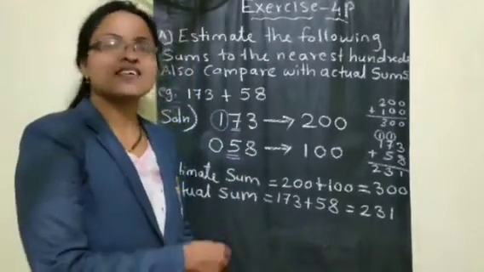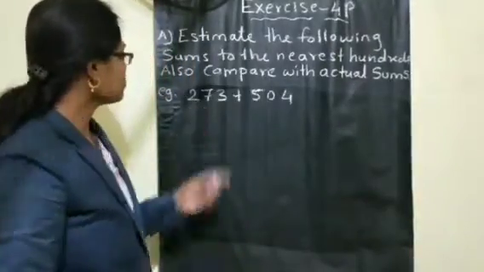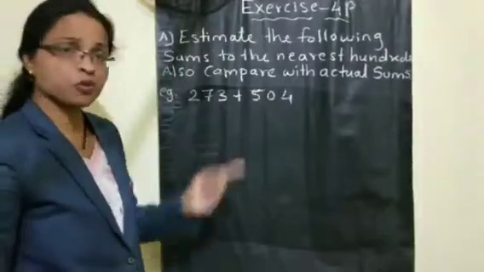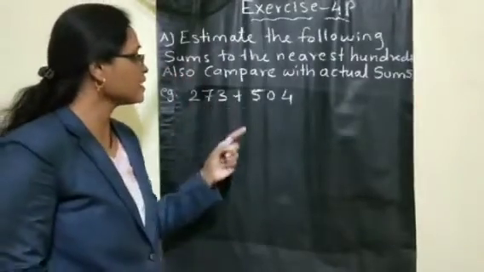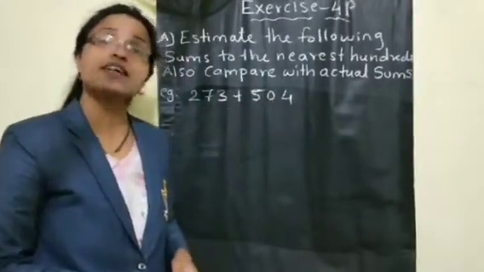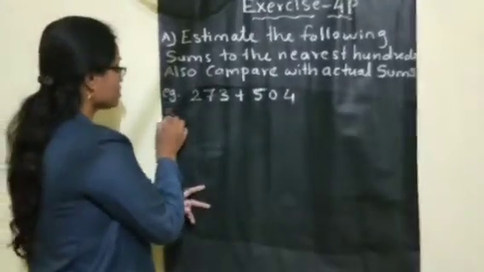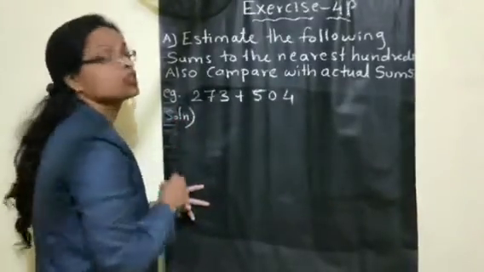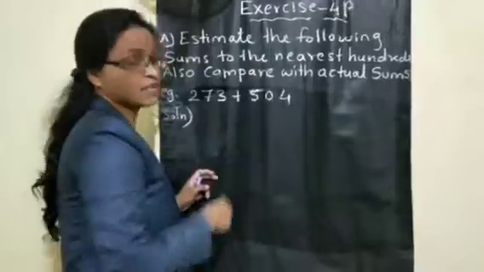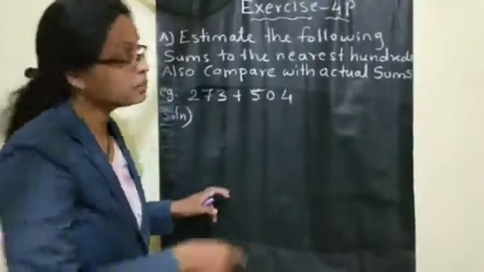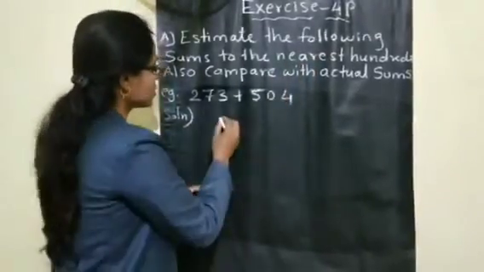Okay, let us try one more example. Let's take one more example now for the same question. 273 plus 504. So our first step is to estimate, means to round off the number to the nearest 100.